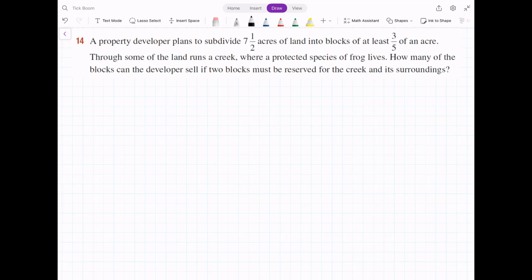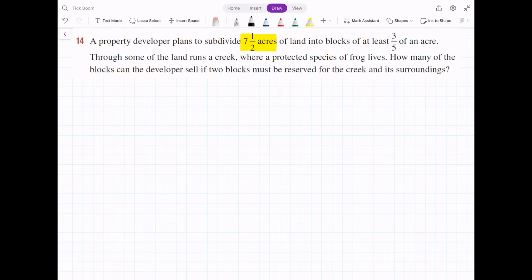At the end of the day, the key skill that we need to apply here will be dividing fractions. But before I dive into that detail, I think it's helpful if we try and visualize what's going on here. So what I might do is draw a picture of this land that we're subdividing. We're told that we have 7.5 acres of land. So let me start by just visualizing that full block of 7.5 acres.